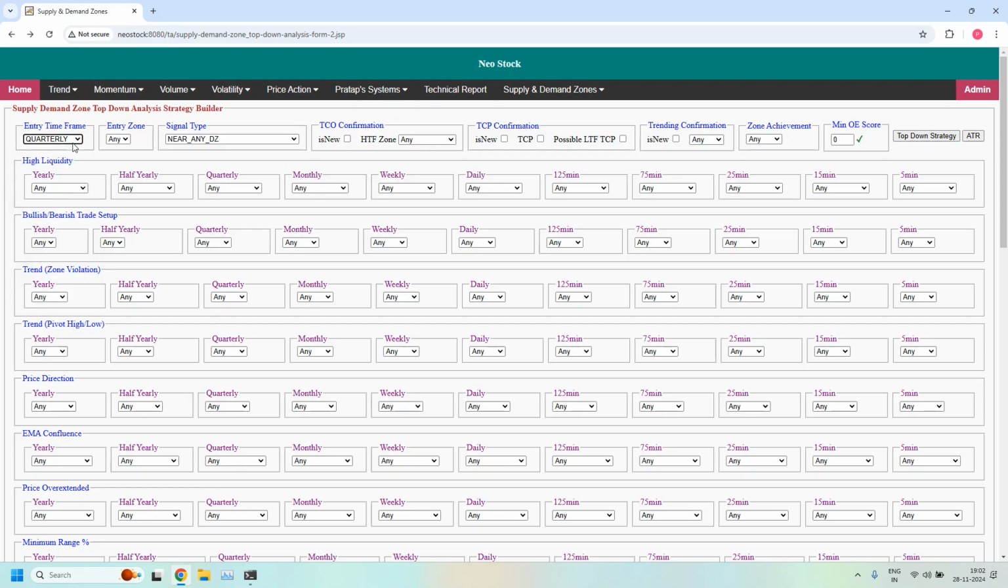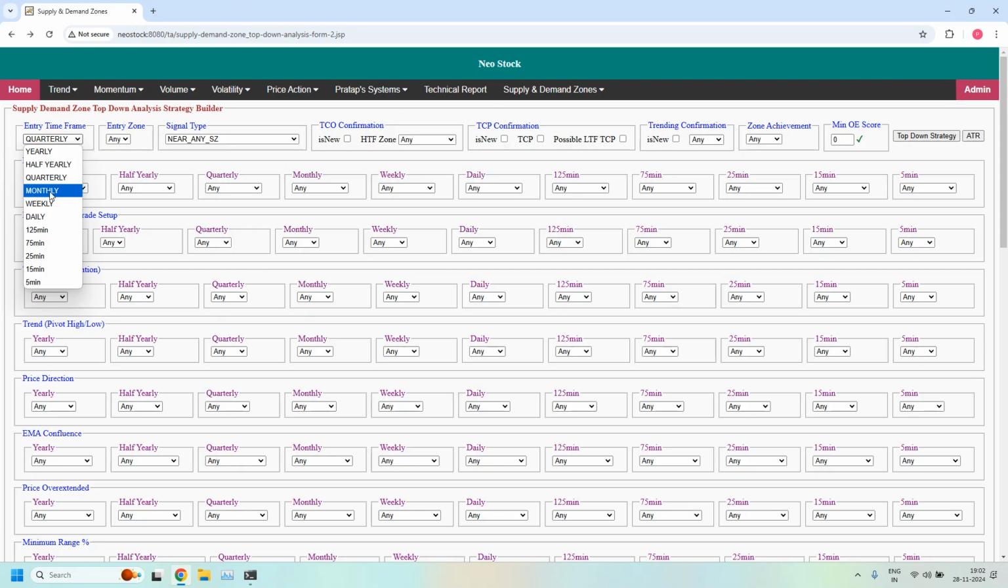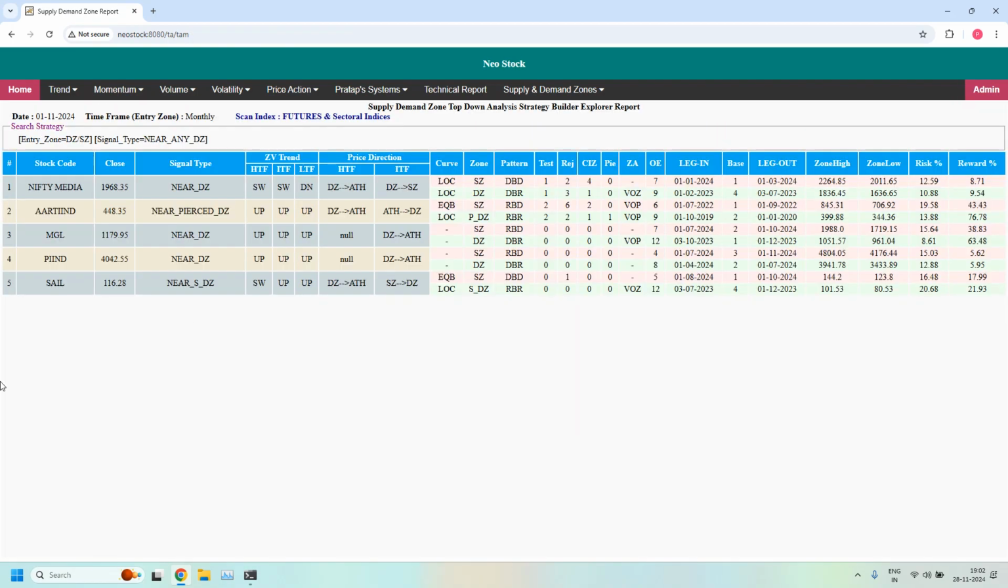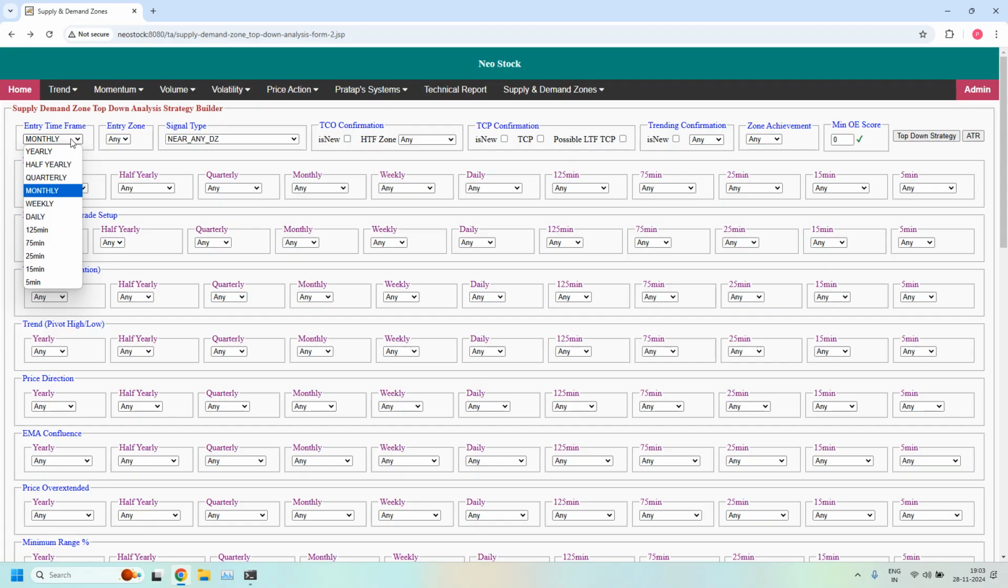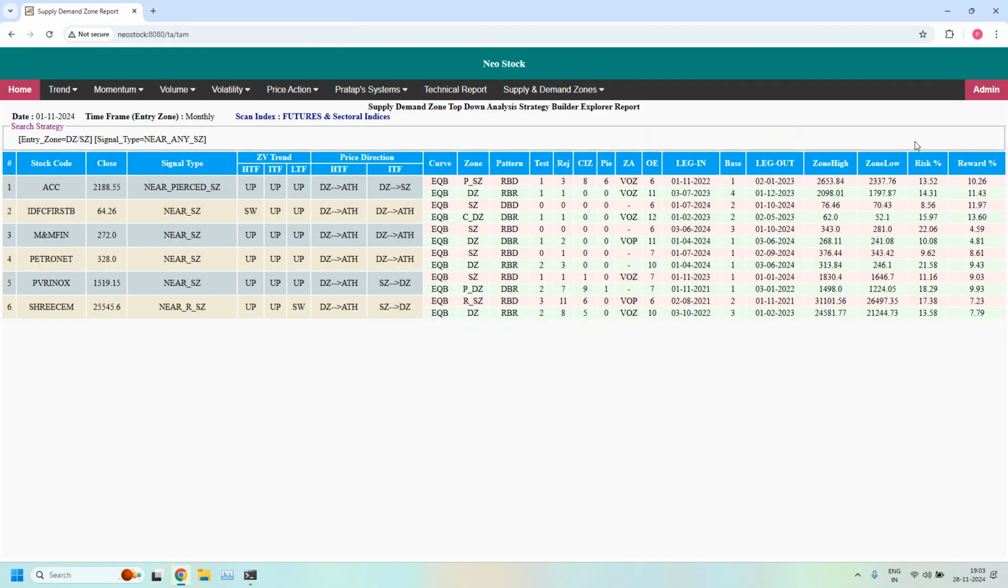Next quarterly time frame, stocks near quarterly supply zone. We got four stocks. Next time frame is monthly, stocks near monthly demand zone. We got five stocks. Next monthly time frame, stocks near monthly supply zone. We got six stocks.